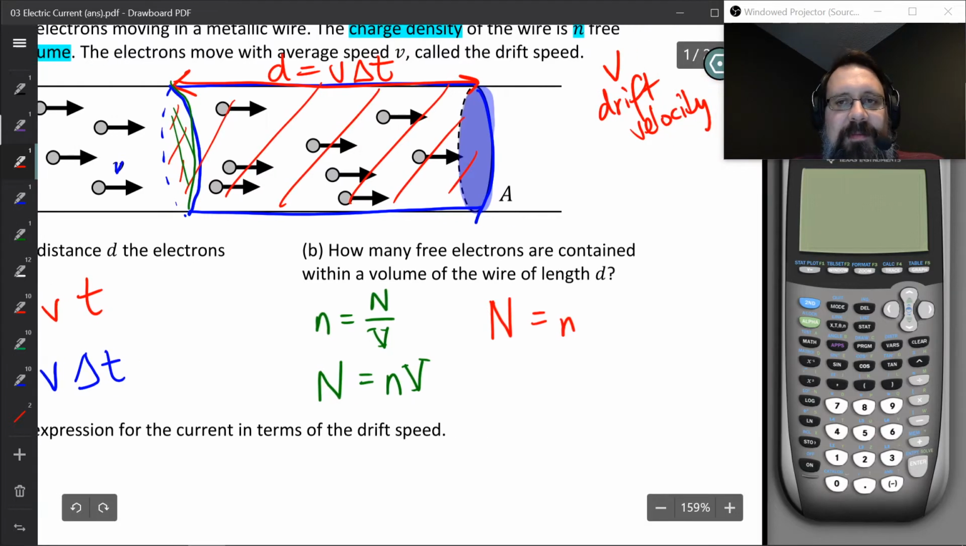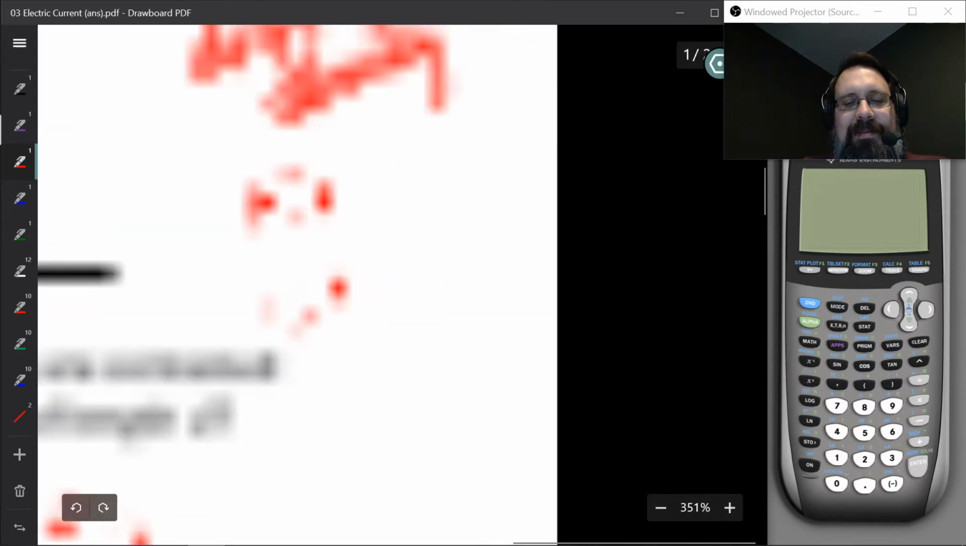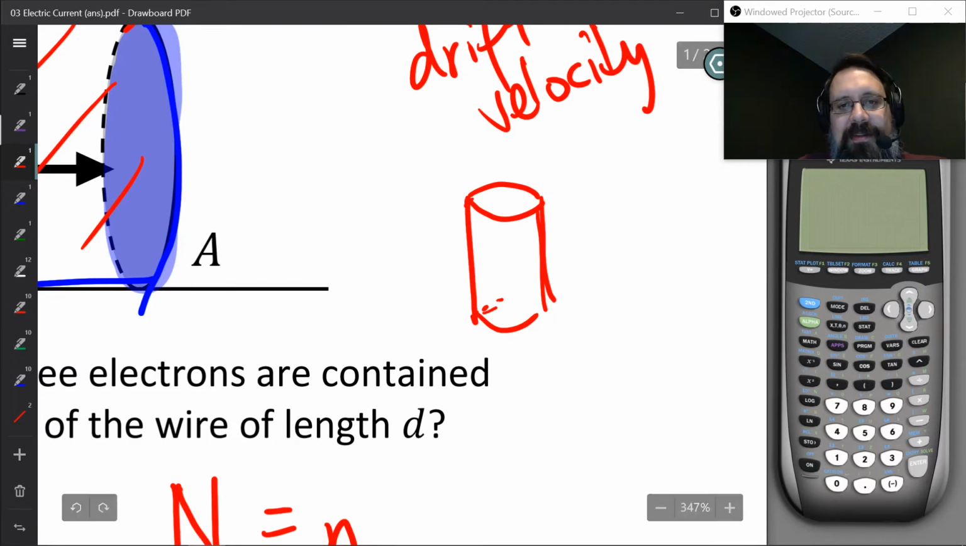You guys know the volume of a cylinder? Yeah, let me Google that. This is one that you should just know. The way you find the volume of a cylinder is you take the area of the base and you multiply by the height.